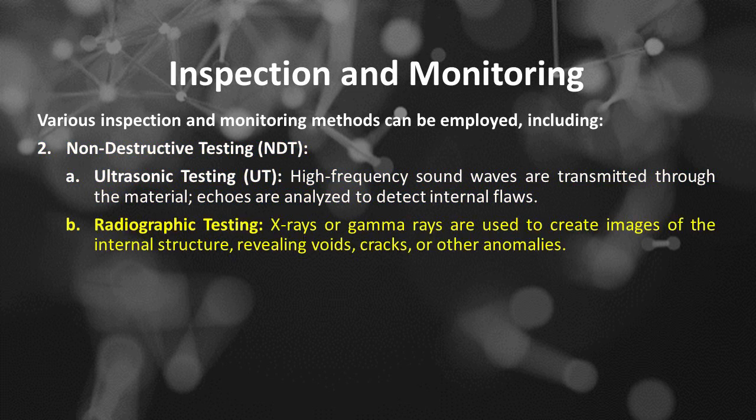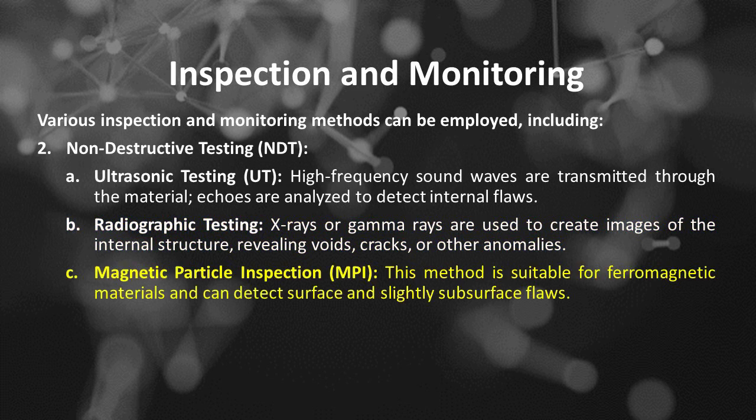The second of NDT is radiographic testing. X-rays or gamma rays are used to create images of the internal structure, revealing voids, cracks, or other anomalies. The third of NDT is magnetic particle inspection, or MPI. This method is suitable for ferromagnetic materials and can detect surface and slightly subsurface flaws.